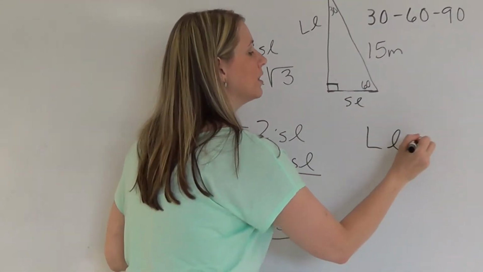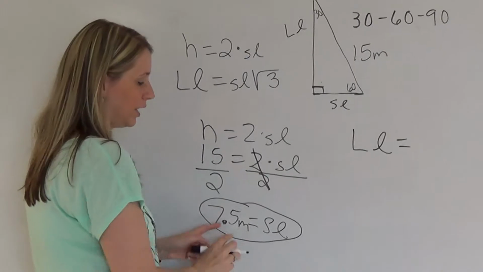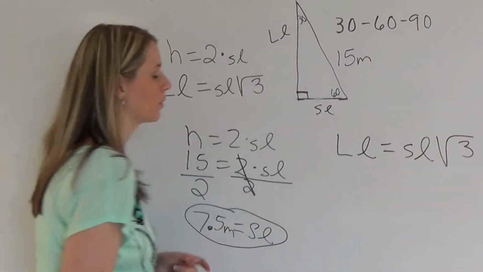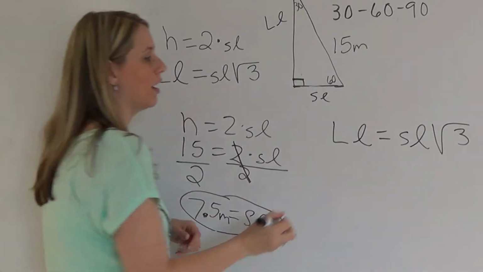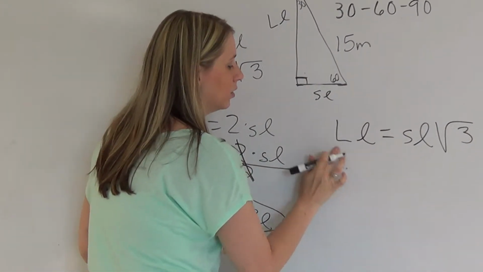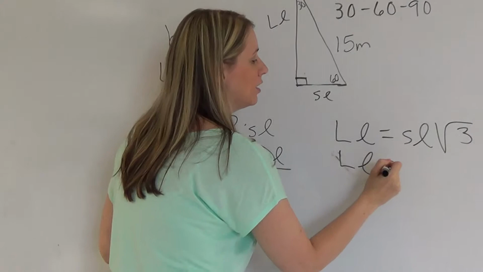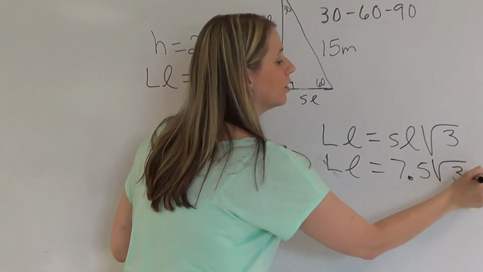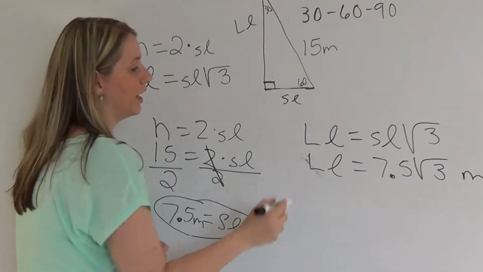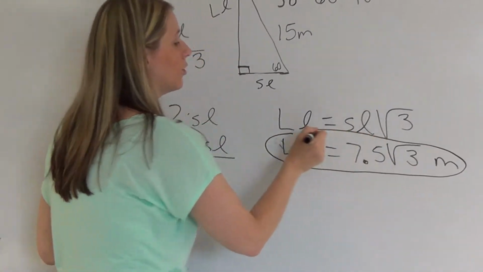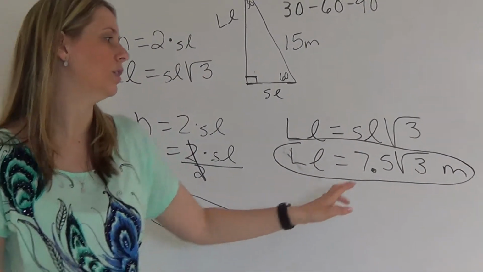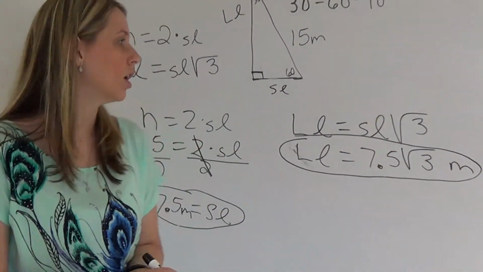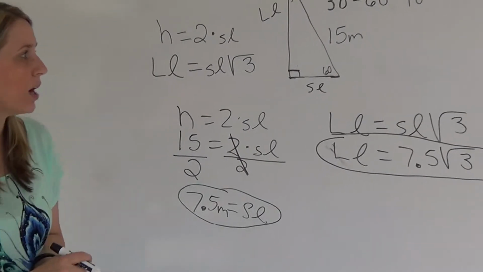The longer leg is equal to the shorter leg times the square root of 3. My shorter leg is 7.5. So we do the longer leg is equal to 7.5 times the square root of 3 meters. Now, again, if you want that in decimal form, you would need to do 7.5 times the square root of 3 in the calculator. So that's starting with the hypotenuse.